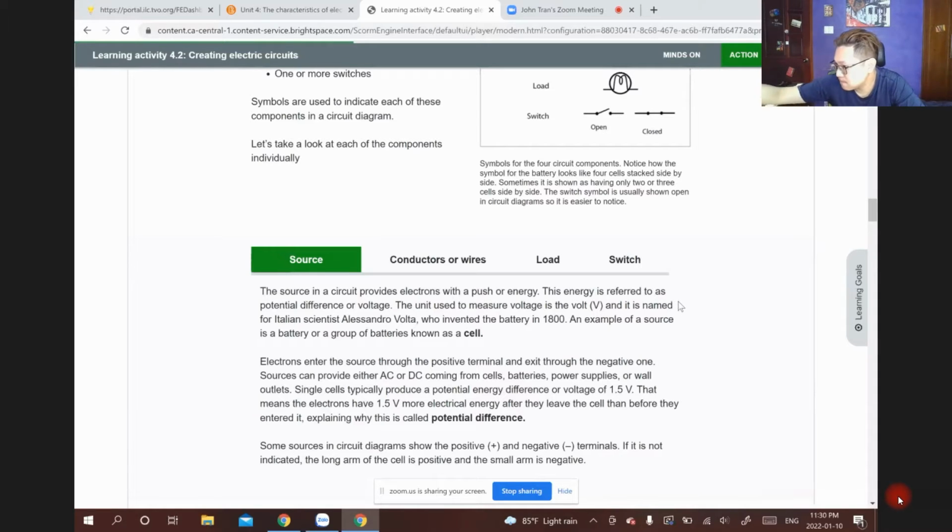An example of a source is a battery or a group of batteries known as a cell. Electrons enter the source through the positive terminal and exit through the negative one. A source can provide either AC or DC, coming from a cell, battery, power supply, or wall outlet. A single cell typically produces a potential energy difference, or voltage, of 1.5 volts. Like every battery, 1.5 volts.